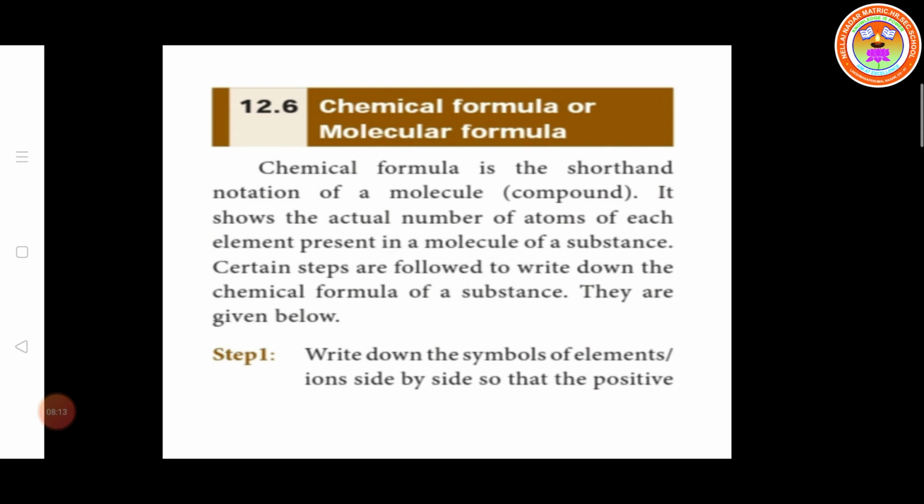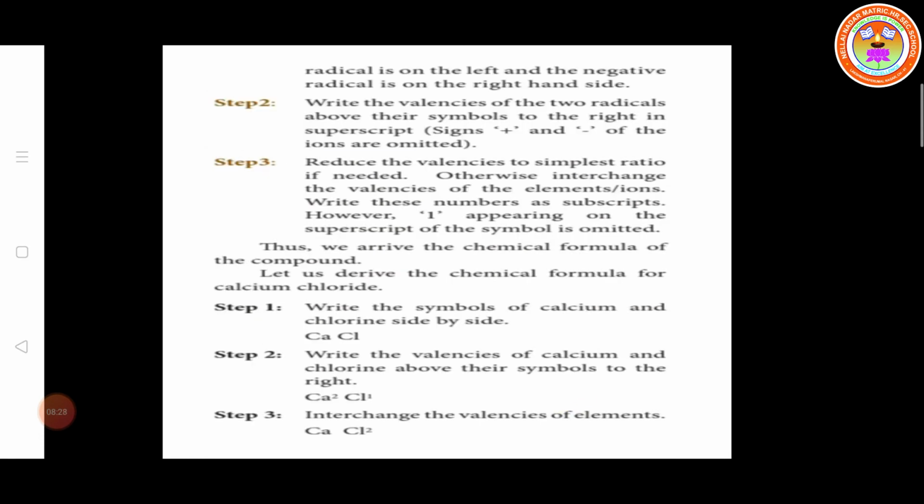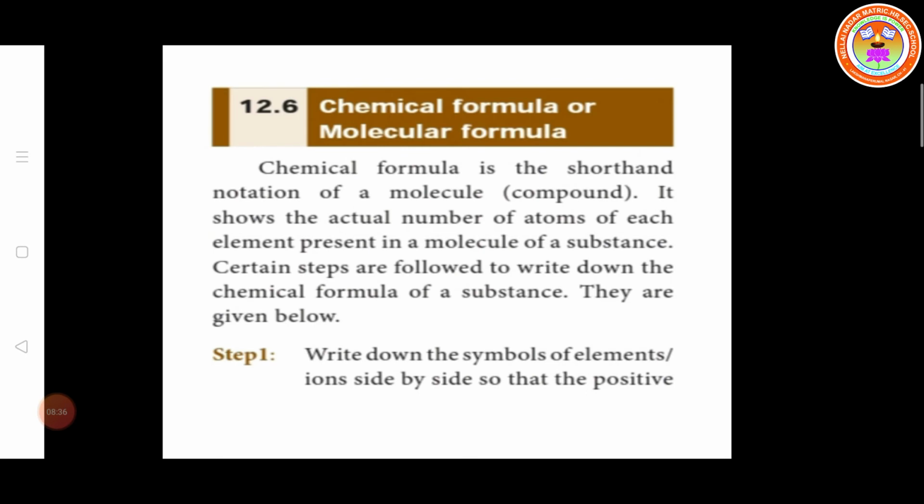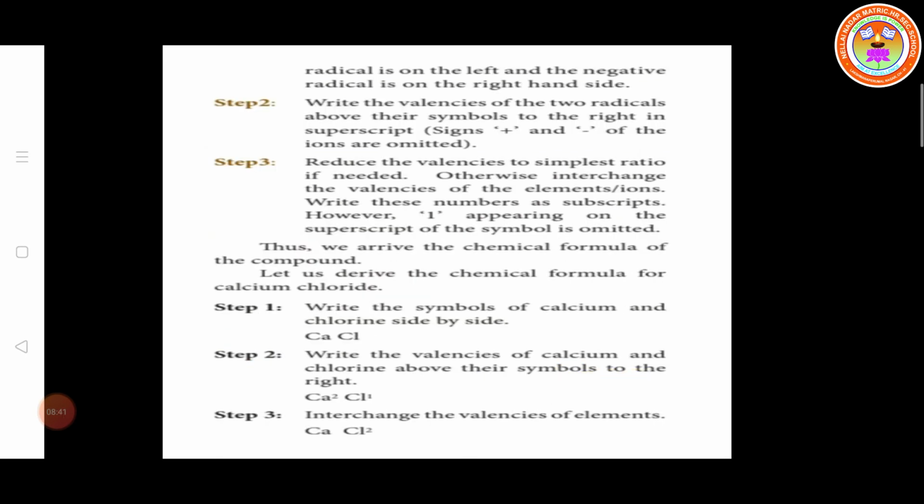Step 1. Write down the symbols of the elements. First step, we have to write the symbols of elements or ions side by side, so that the positive radical is on the left hand side and the negative radical on the right hand side. So you have to write the positive charge on the left, then the negative charge on the right.